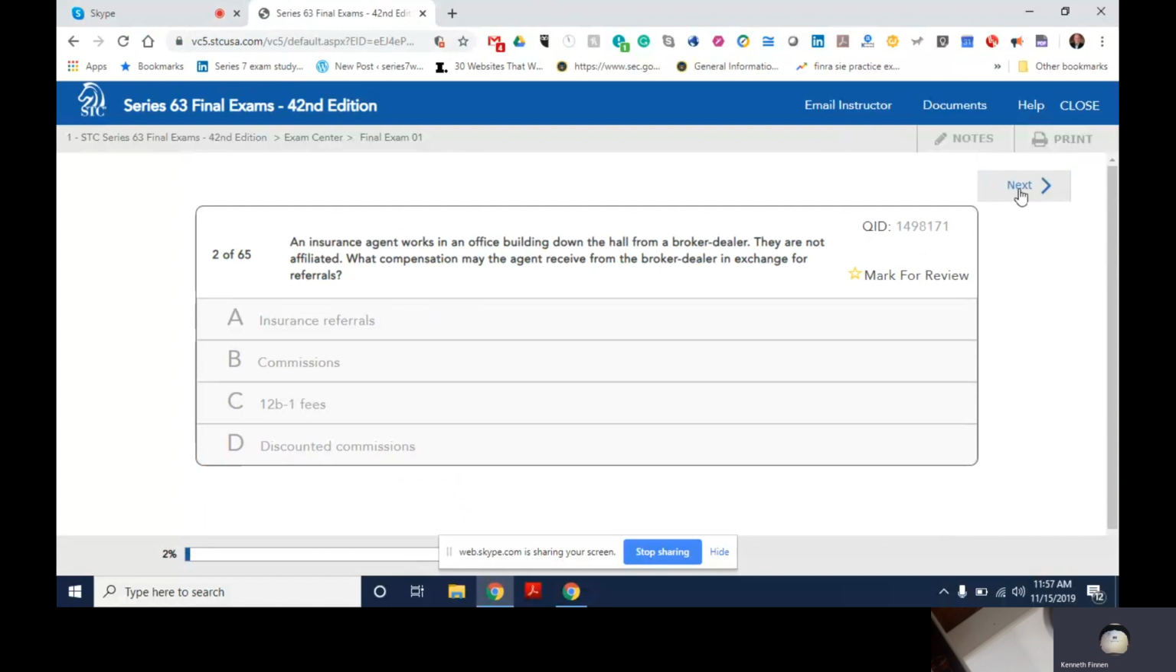12b-1 fees? No. Discounted commissions? No. Basically, if you're an insurance agent and I'm a regular agent and you send me referrals, then I can only give you back referrals. I cannot pay you at all unless you're registered. I better be right. That's good.